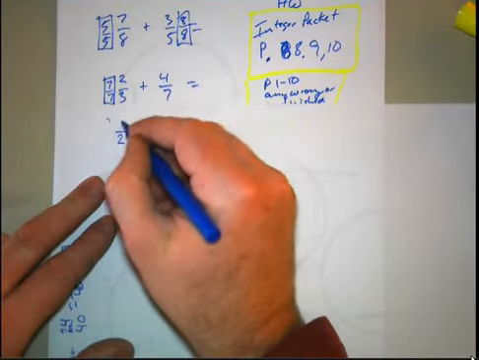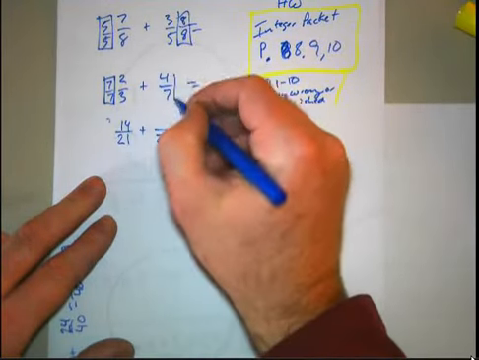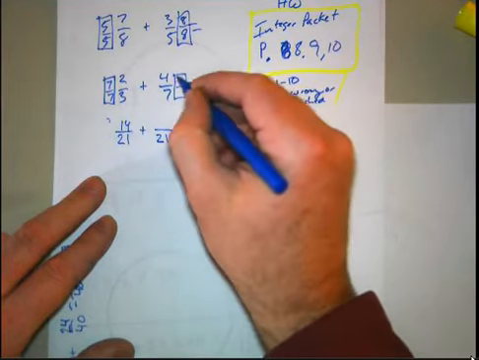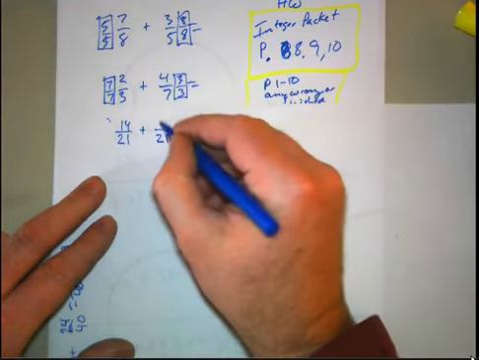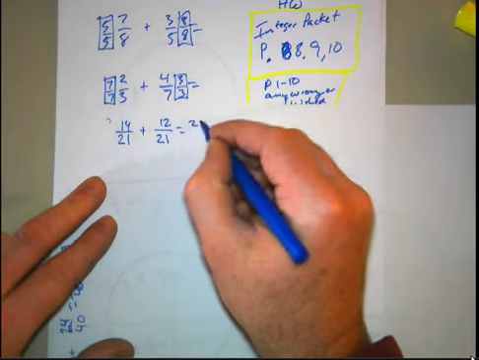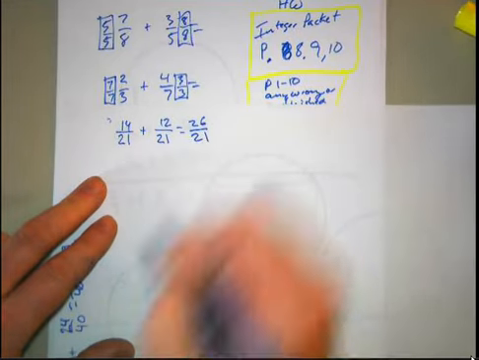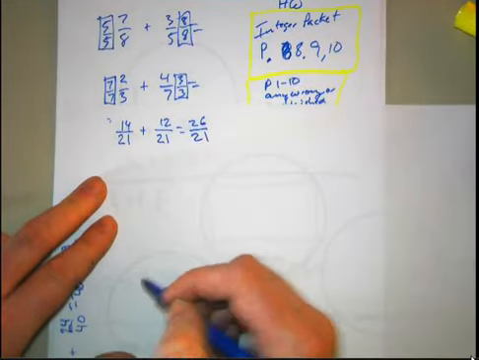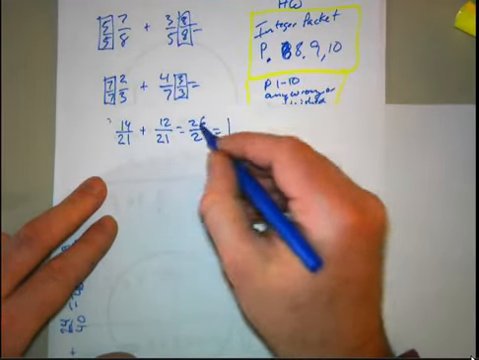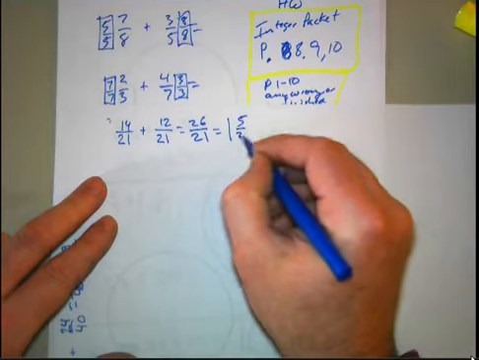7 times 2 is 14. How many times does 7 go into 21? We just multiplied by 3, so it's 3 over 3. 4 times 3 is 12. 14 plus 12 is 26/21. Again, we got to reduce. How many pieces make a whole? 21. How many are left over? 5/21.